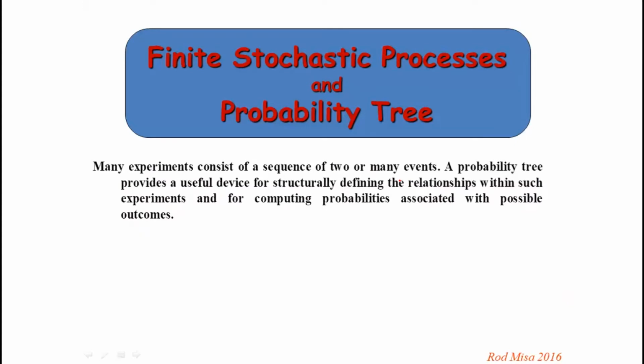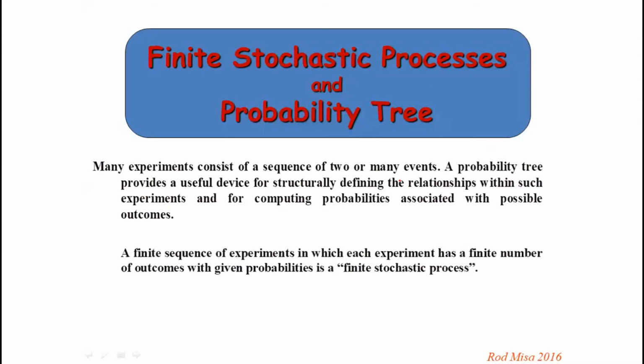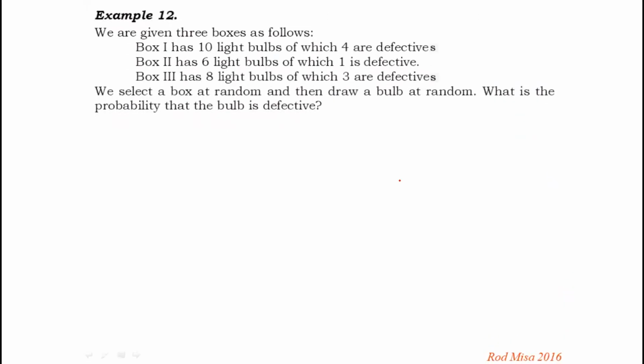with possible outcomes. A finite sequence of experiments in which each experiment has a finite number of outcomes with given probabilities is a finite stochastic process. In other words, a finite stochastic process is a sequence of experiments that has a finite number of outcomes. Illustrating this in an example, we have example number 12 here.